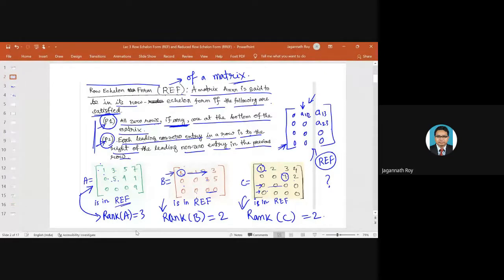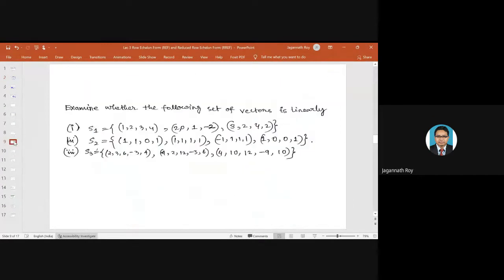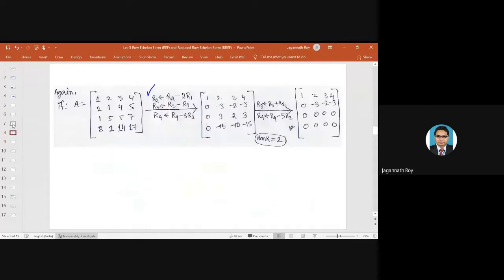Yes. According to this, all zero rows, if they exist, are at the bottom. So this is the zero matrix. If you try to satisfy this definition, we can say, yeah, it is already in its REF. We don't have to think about other properties. Okay, sir. Thank you, sir. Okay, shall we proceed? We can proceed.